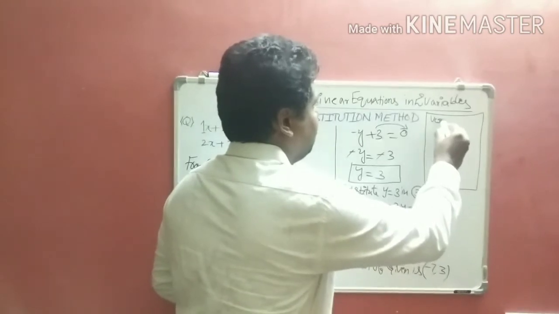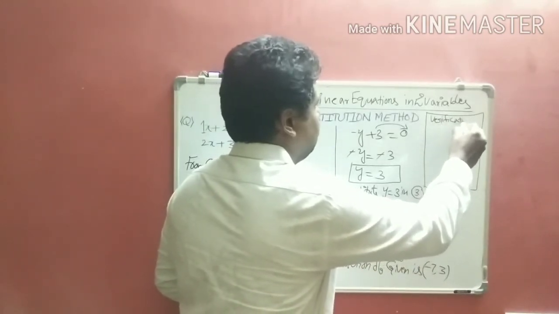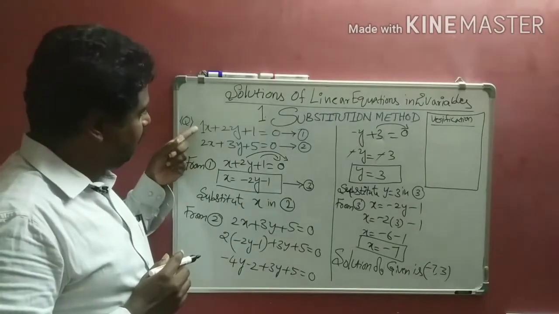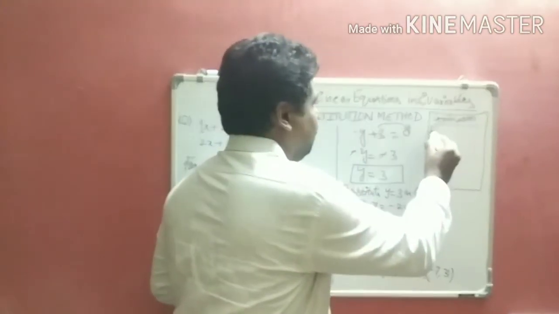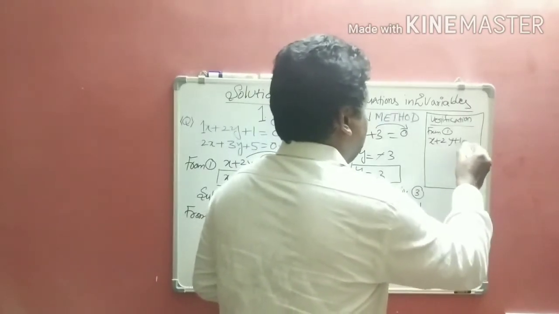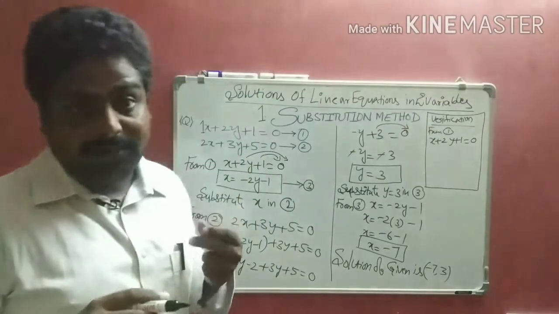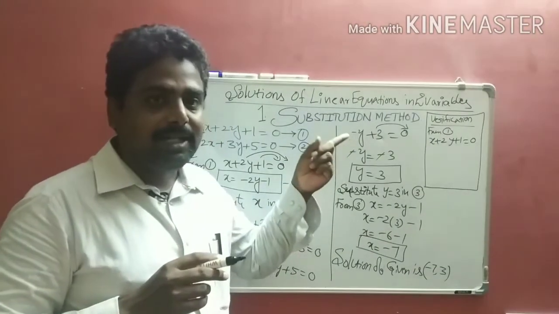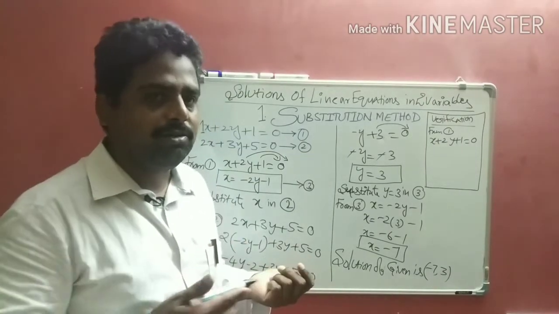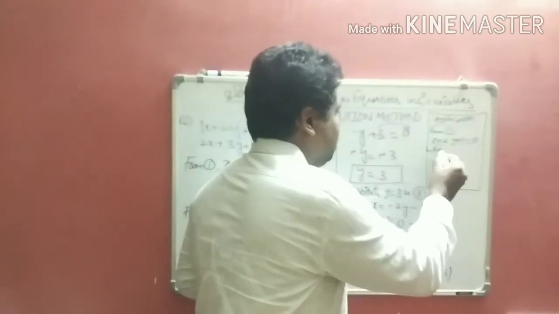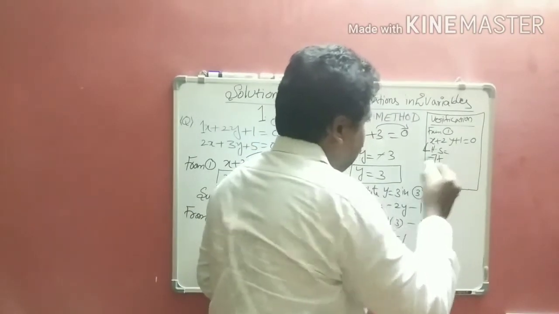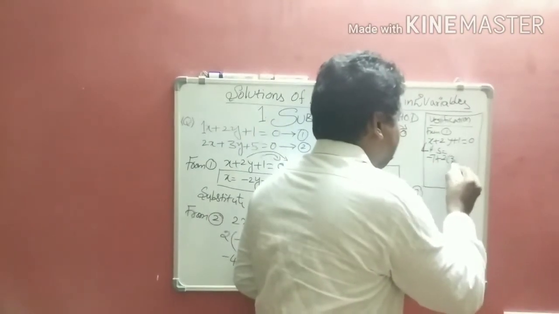That is called verification. You can choose either equation 1 or 2. Let us take 1. What is 1? x plus 2y plus 1. We already know that if we substitute the values of x and y in that equation, it should be satisfied. Satisfy means the value we get as LHS should equal RHS. So let us take LHS, the left hand side. In the place of x substitute minus 7, and in the place of y substitute 3. Minus 7 plus 2 into 3 plus 1.